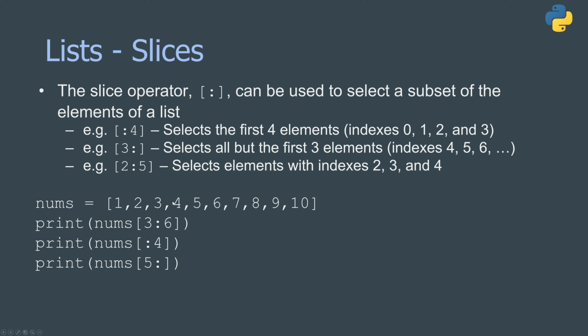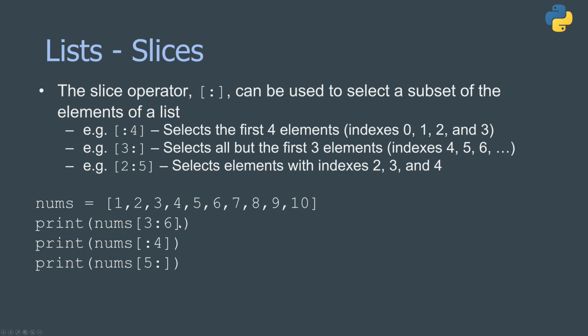And a slice is going to return a list. When you're talking about a slice of a list, it is also a list. So from 3 to 6, not including 6, is going to include the 4, that's index 3, the 5, that's at index 4, and the 6, that's at index 5.